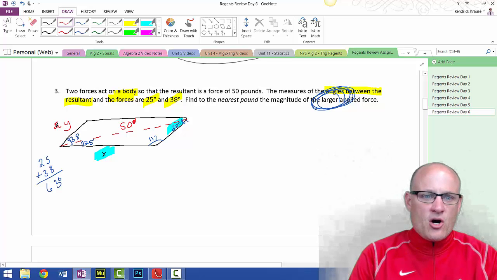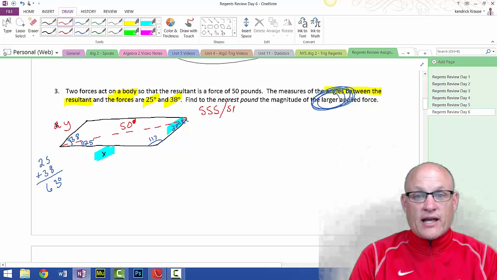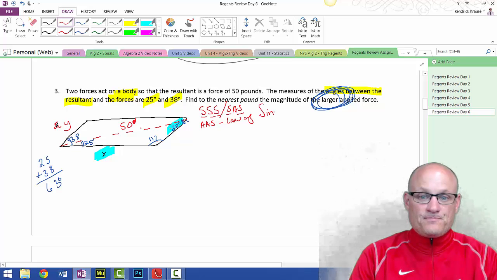I have all three angles and a side. And remember what I said before. We're going to use law of sines if we have side, side, side, or side, angle, side. The key is you need two sides. I do not have two sides. What I have is angle, angle, side. And that is the law of sines.